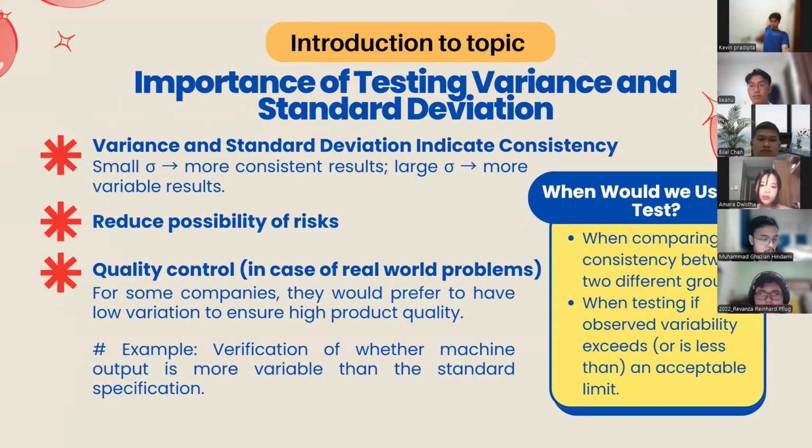So why do we care about testing variance and standard deviation? First things first, variance and standard deviation indicate consistency. If the standard deviation is small, it means the data points are close to the mean, which leads to more consistency. If it's large, it indicates more spread or more variability in the results. Second, these tests help us reduce the possibility of risks, and they are also useful in quality control, especially in real world problems. We will typically use this test when we want to compare the consistency between two different groups, or we want to check if the observed variability exceeds or falls below the acceptable limit.